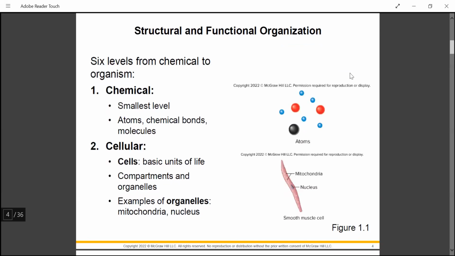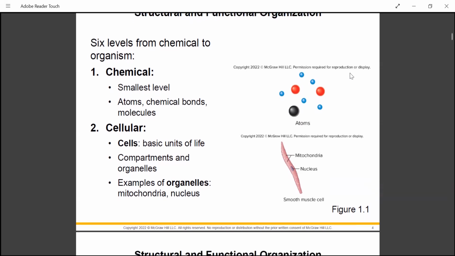So we're going to talk about structure and organization. We are going to start from the smallest level all the way up to the largest level. There are 6 different levels that we're going to talk about, and the very first one is chemical. This is our smallest level. At this level, we're talking about atoms, chemical bonds, molecules, really small stuff: protons and electrons, water molecules, oxygen. But these are our building blocks.